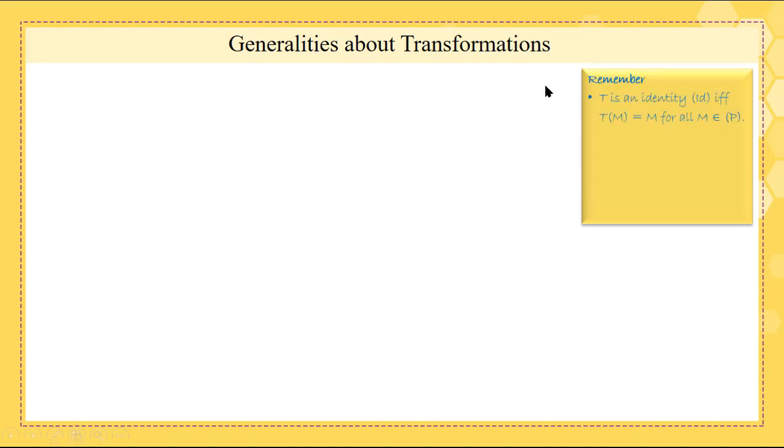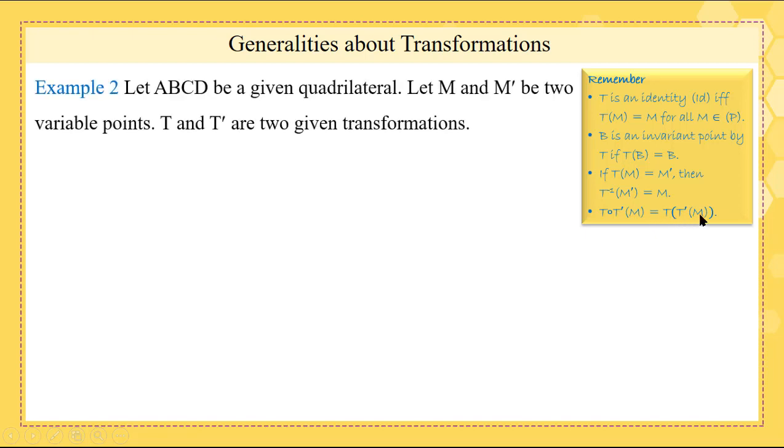Remember, T is an identity if and only if T of M is equal to M for all M belonging to P. B is an invariant point by T if T of B is equal to B. If T of M is equal to M prime, then T minus 1 of M prime is equal to M. T round T prime of M is equal to T of T prime of M.